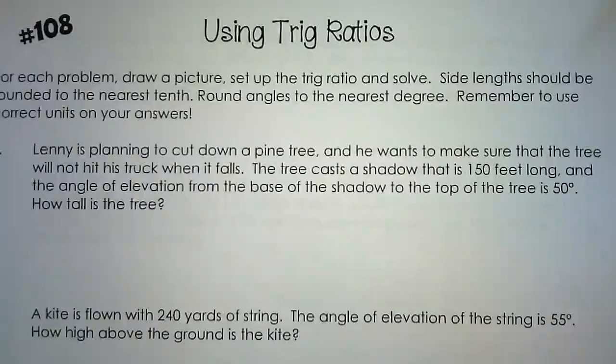Okay, so Lenny is planning to cut down a pine tree. He wants to make sure that the tree will not hit his truck when it falls. The tree has a shadow that's 150 feet long, and an angle of elevation from the base of the shadow to the top of the tree is 50 degrees.